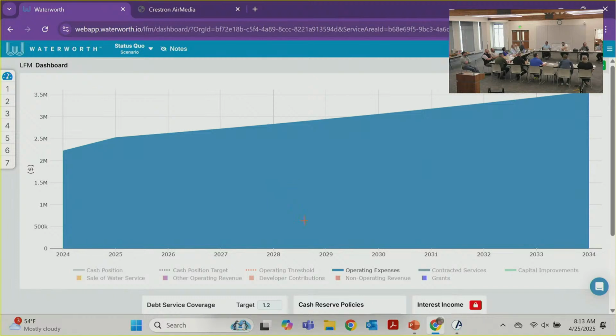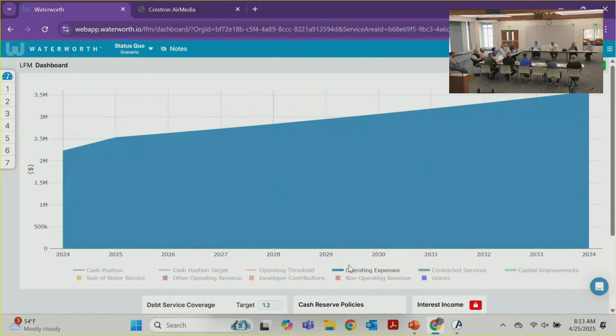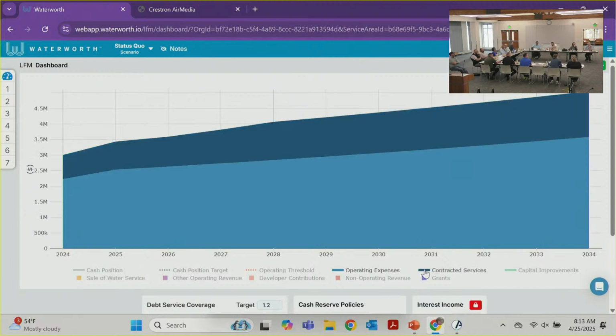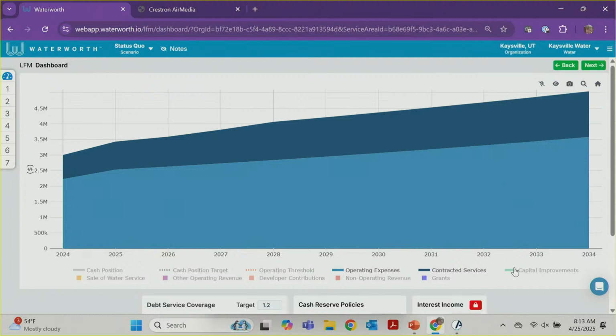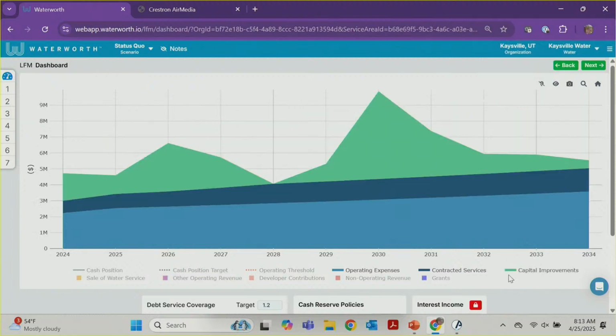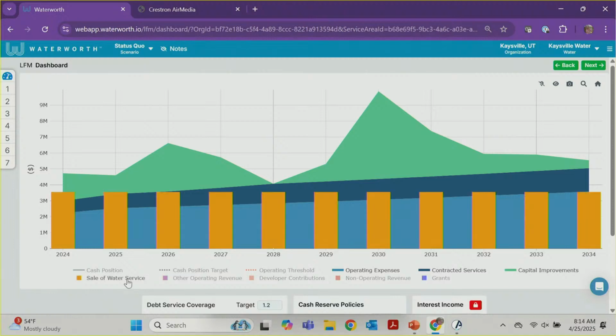I'm just going to build the graph from the bottom up and walk you through it. So this blue is just operating expenses, and then if we add in contracted services, which is water purchases, and then we have capital improvements as well. Josh helped us work through the list and build kind of projected for the next 10 years what kind of projects are on the horizon. So these are our expenses for the next 10 years.